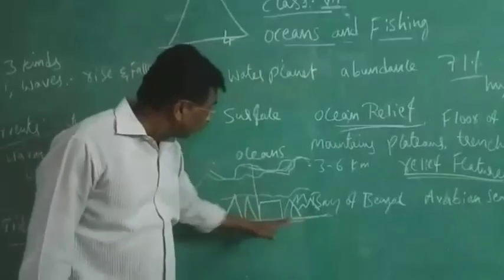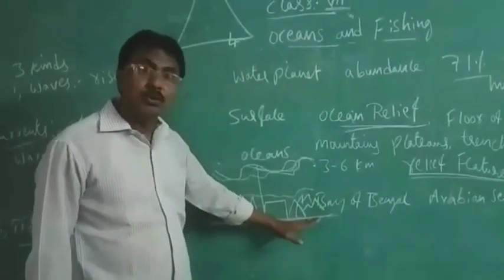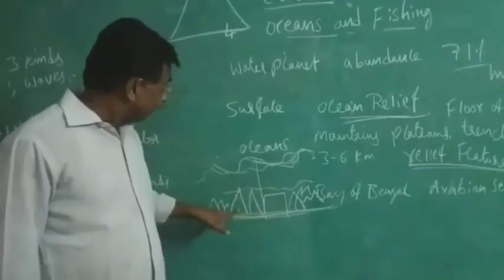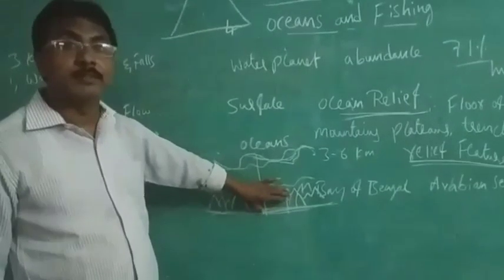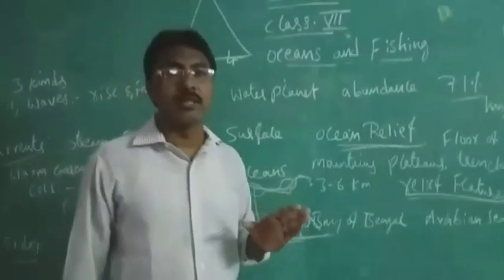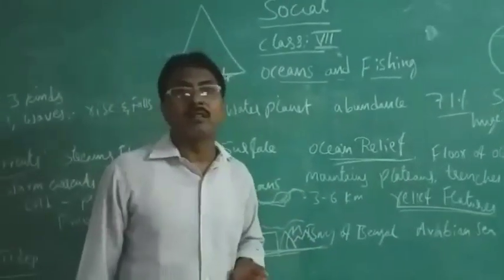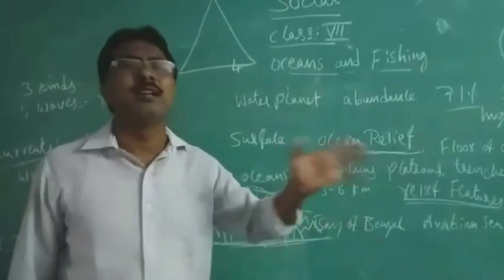And down on the ocean floor, below the surface of the ocean, you will find hills, mountains, plateaus, and trenches. These are called ocean relief. And relief features, you know, you have studied in the first lesson. What are the relief features? Relief features means mountains, plateaus, and plains.